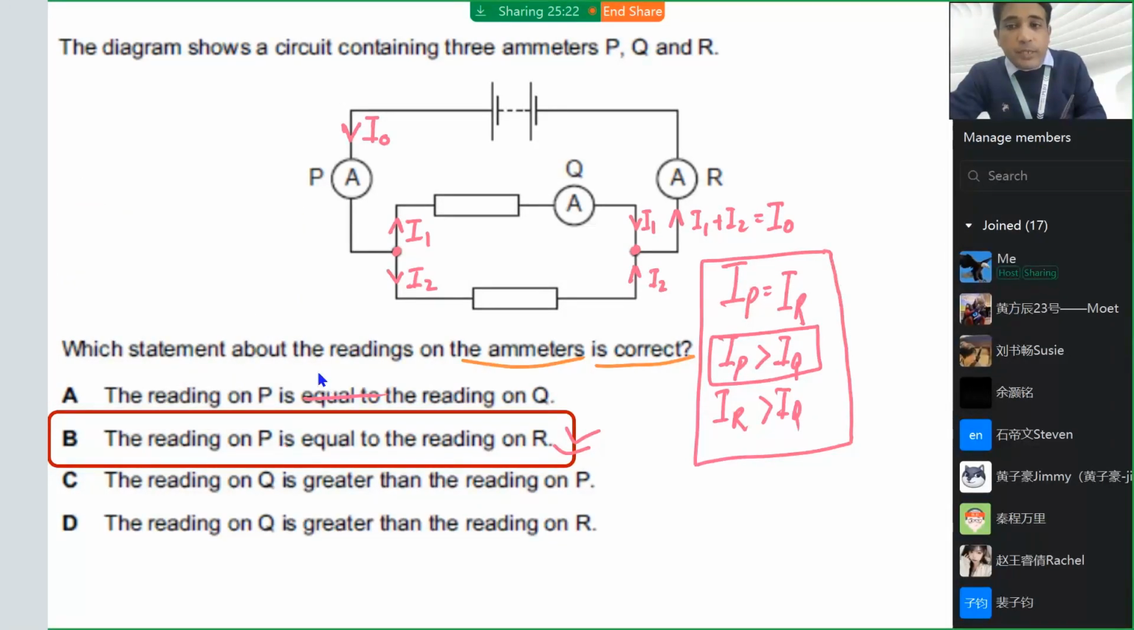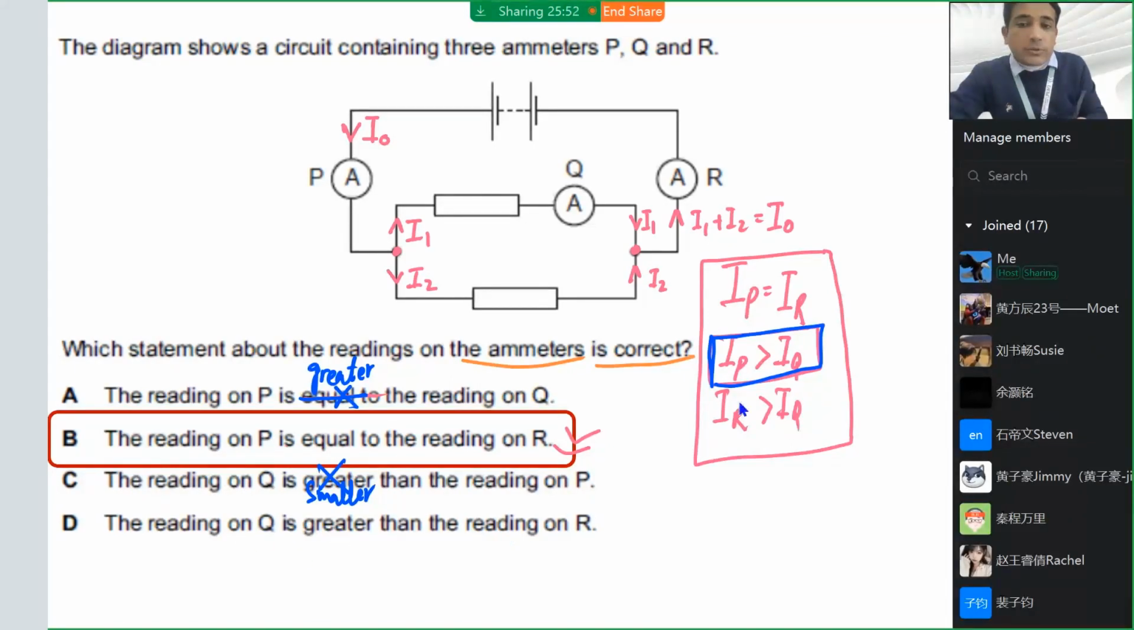If it was written greater, then this could be the right answer, but it is written equal, so this one is wrong. If we go to C, it says the reading on Q is greater than the reading on P, but the reading on P is greater than Q. Again, we need to use this point, so this one is wrong. Greater is wrong; if it was smaller, then this could be right. So C is not the answer.